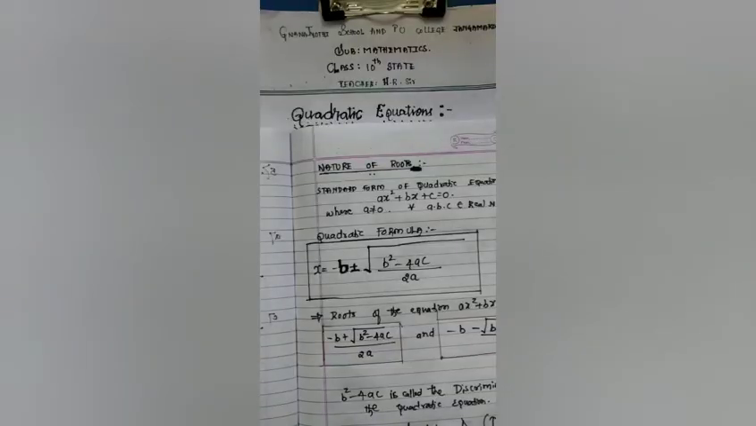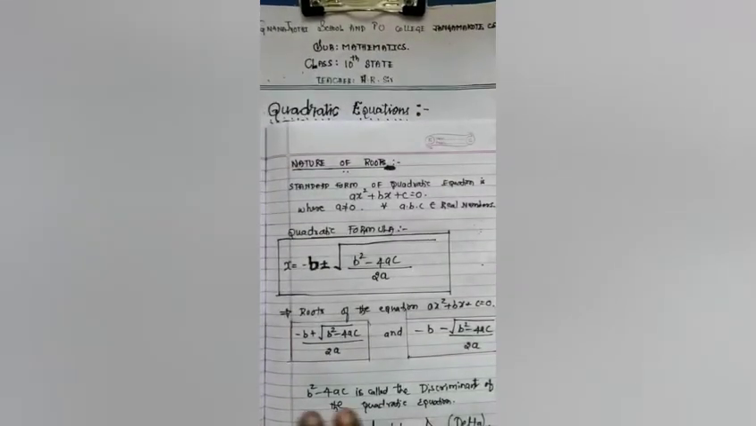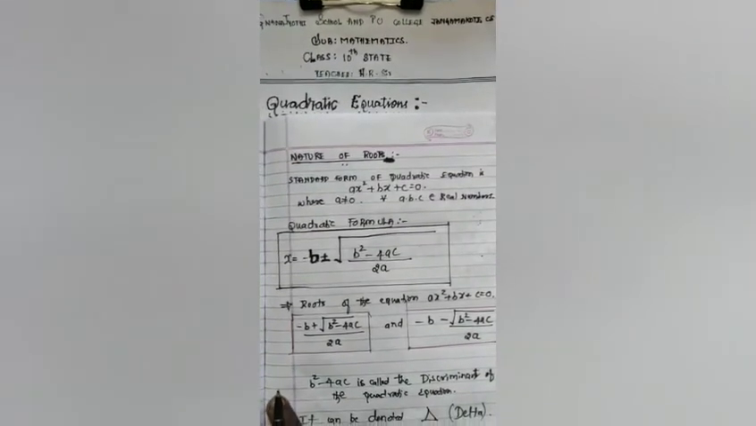In the previous session you have seen that the roots of the quadratic equation ax square plus bx plus c equals 0 are given by minus b plus or minus square root of b square minus 4ac, divided by 2a. Isn't it, children? So we know that the standard form of a quadratic equation is ax square plus bx plus c equals 0, where a is not equal to 0, for all a, b, c belonging to real numbers.